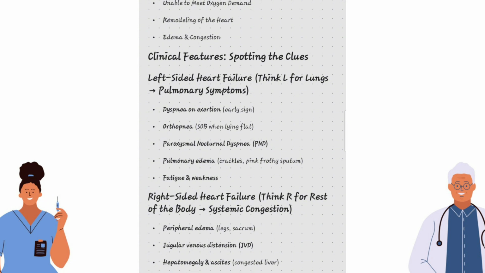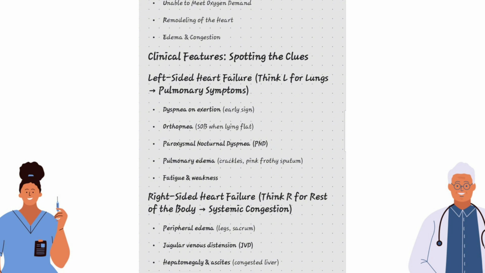But then how do you remember these symptoms? How do you spot the clues? When a patient comes to meet you, how do you realize that, oh, this could be heart failure? It's divided into two. Remember I said we have the left-sided and the right-sided heart failure. Now, left-sided heart failure, think of the lungs. In other words, the lungs are affected. The symptoms are going to be more of pulmonary symptoms.